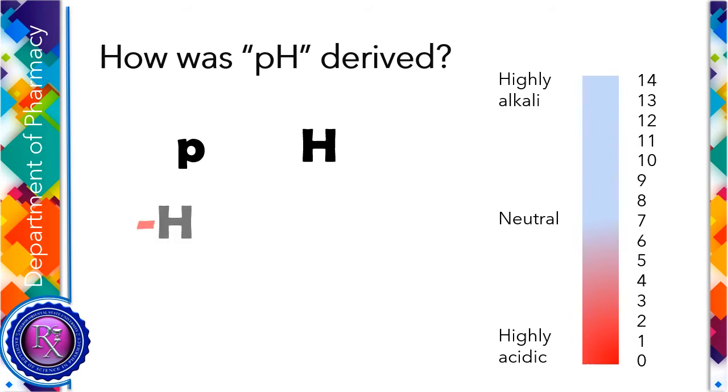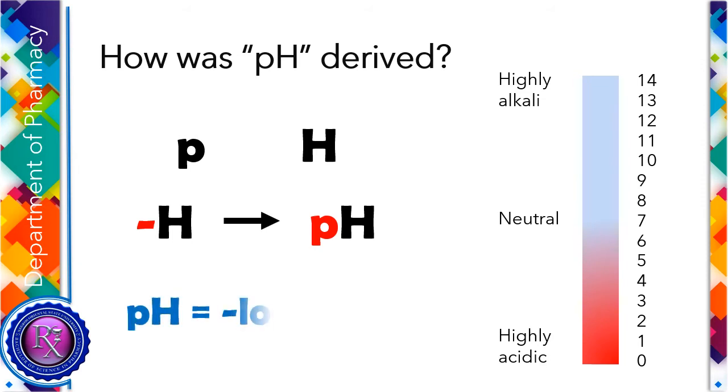Originally, there was a negative sign right before the letter H. This created confusion, or did not look good, when used to start a sentence, so the negative sign was replaced with the letter P. Hence, the formula: pH equals negative log of hydrogen ion activity.